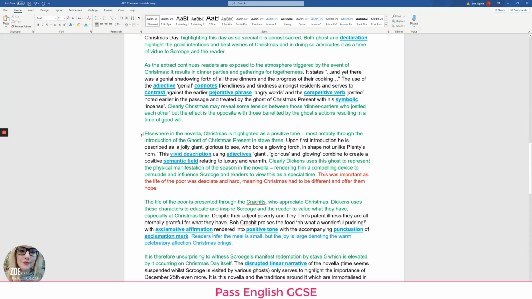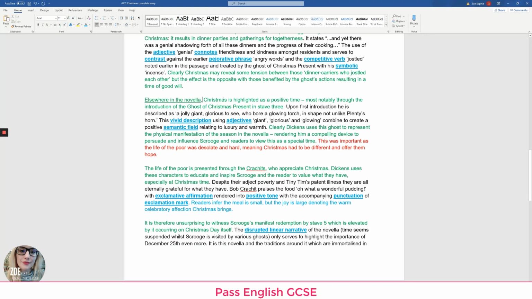Then I move on. Can't spend forever on the extract. Elsewhere in the novella, Christmas is highlighted as a positive time, most notably through the introduction of the Ghost of Christmas Present in Stave 3. So I've gone back a bit here. I don't usually like to do that, but I think this is important. Upon first introduction, he is described as a "jolly giant, glorious to see, who bore a glowing torch, in shape not unlike Plenty's horn." That is a key quote. If you haven't learnt that, do so.